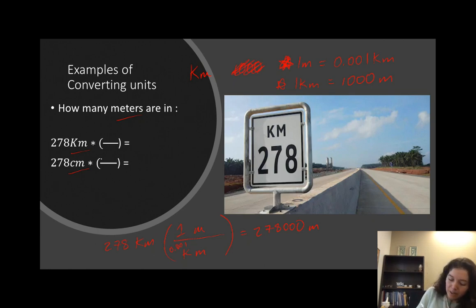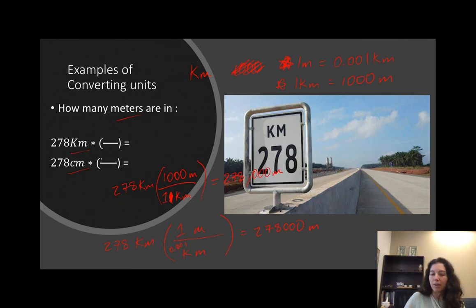So we could do it the other way as well. 278 kilometers divided by 1 kilometer, multiplied by 1,000 meters, we get the same number, 278,000 meters.